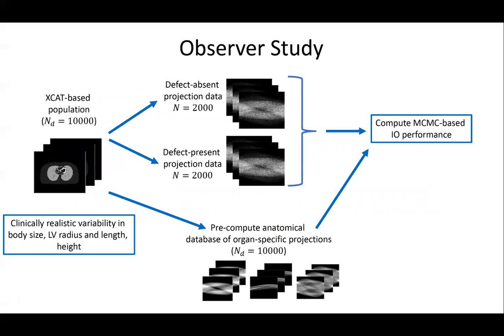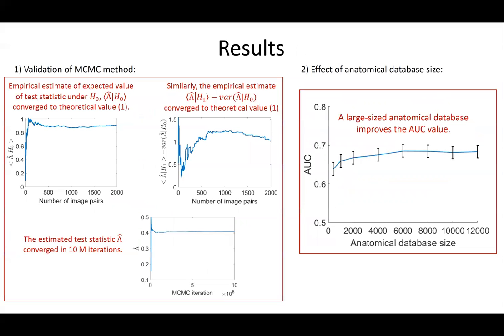In our simulation study, we generated an FCAT-based population with 10,000 different anatomies. We generated 2,000 pairs of defect absent and defect present projection data, and we also pre-computed the organ-specific projections to generate the anatomical database. Using this data, we computed the ideal observer performance.